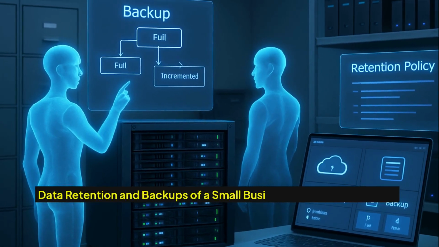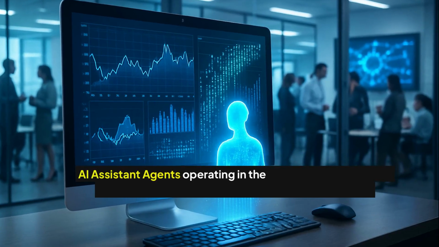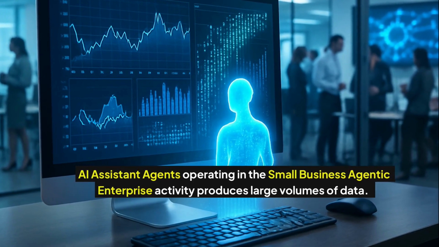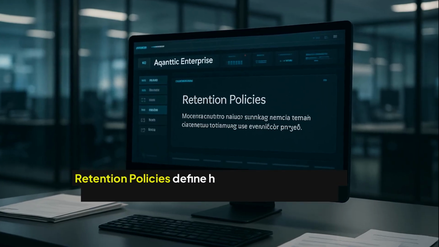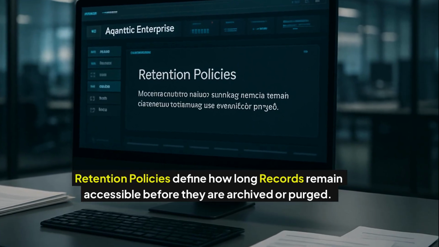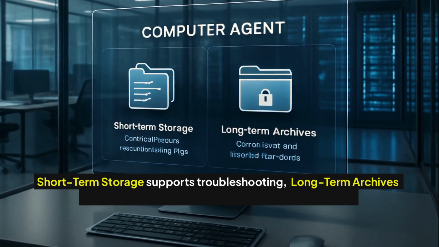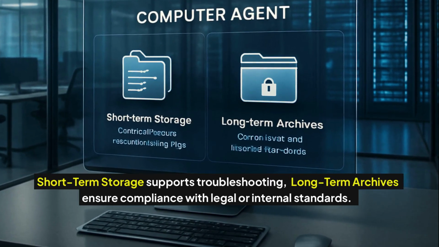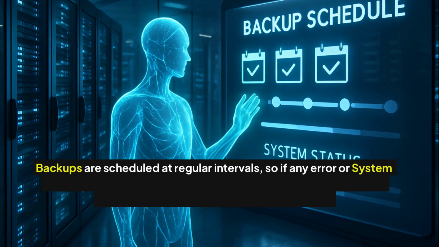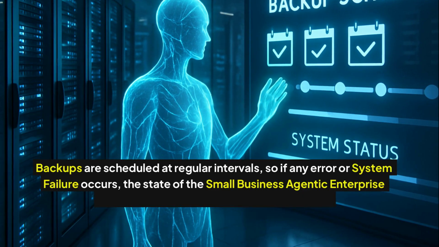Data retention and backups of a small business Agentic Enterprise. AI assistant agents operating in the small business Agentic Enterprise produce large volumes of data. Retention policies define how long records remain accessible before they are archived or purged. Short-term storage supports troubleshooting, long-term archives ensure compliance with legal or internal standards. Backups are scheduled at regular intervals, so if any error or system failure occurs, the state of the small business Agentic Enterprise can be restored from a known point in time.